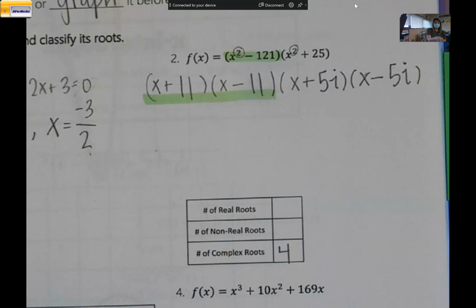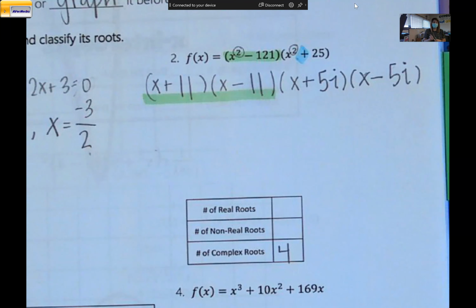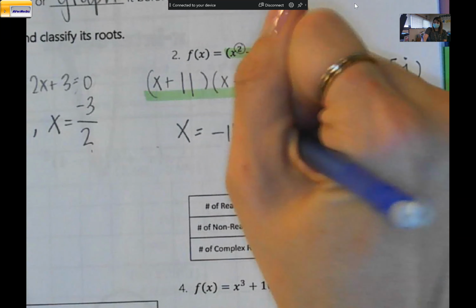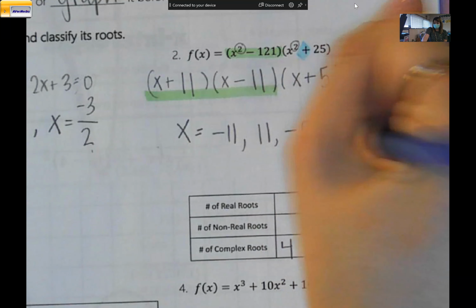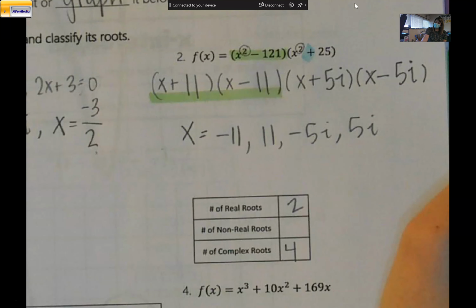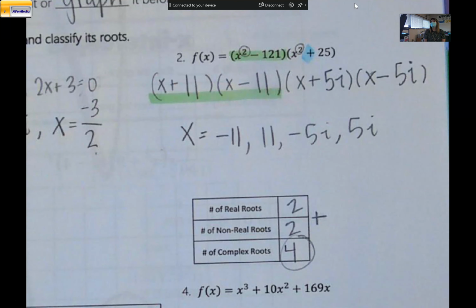Because it's a positive in between, not a negative. So this goes back to factoring. So our solutions are negative 11, 11, negative 5i, 5i. How many are real? How many are imaginary? Notice that they add to the total number of roots. That's why you always start with the complex.